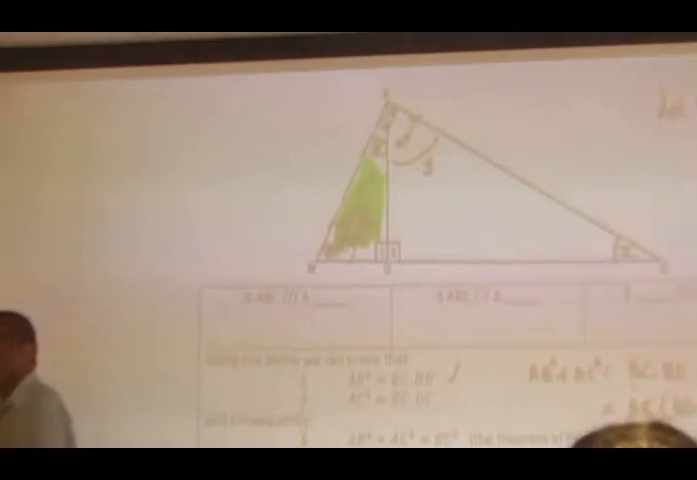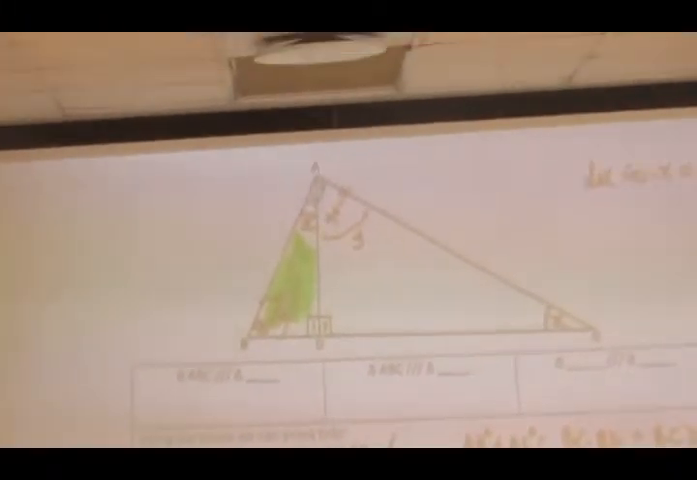BD plus DC together, what does it make? It makes BC. And so you end up with BC times BC. And what is BC times BC? BC squared. So what have we really proved? That AB squared plus AC squared is equal to BC squared, and that's a proof of Pythagoras' theorem. Right?